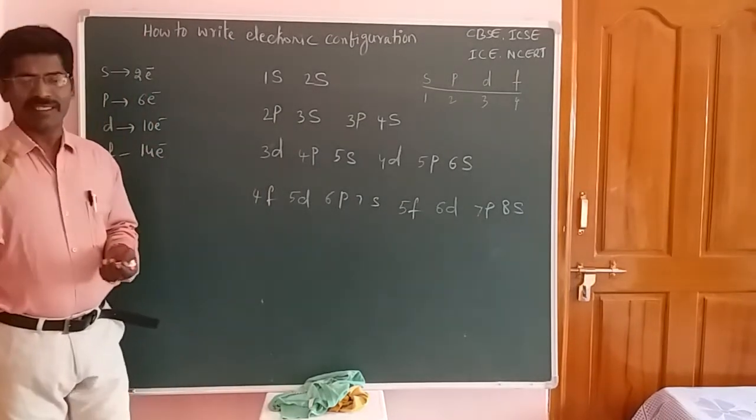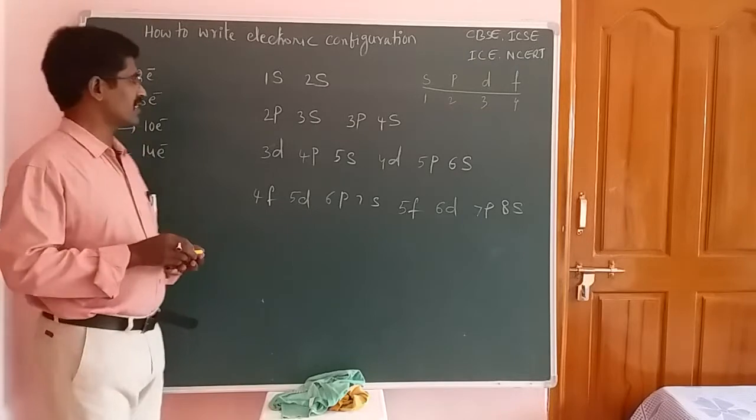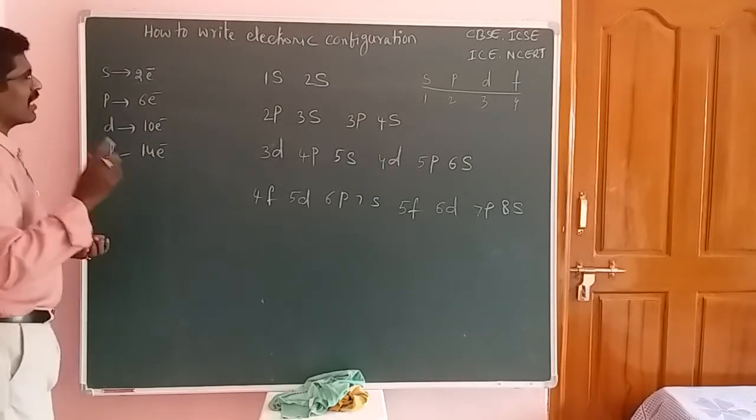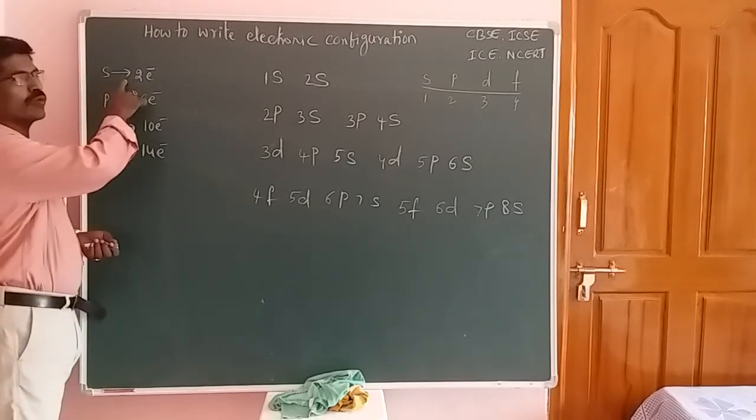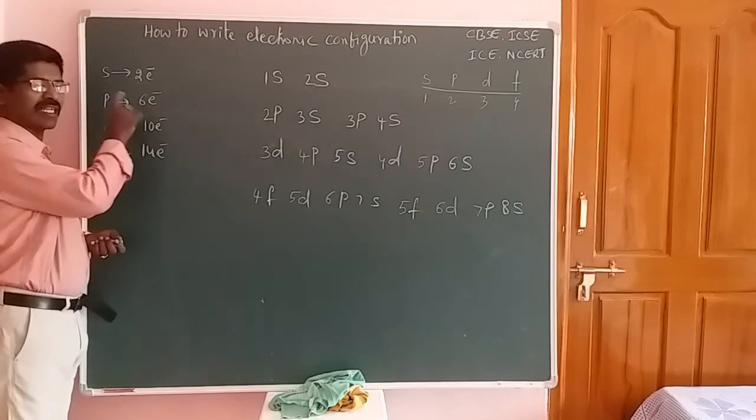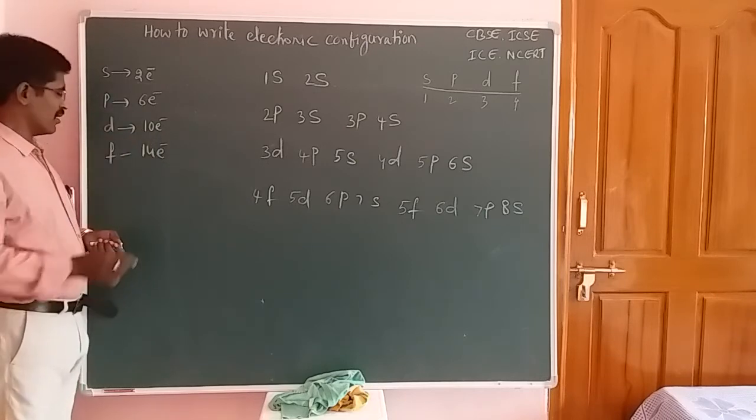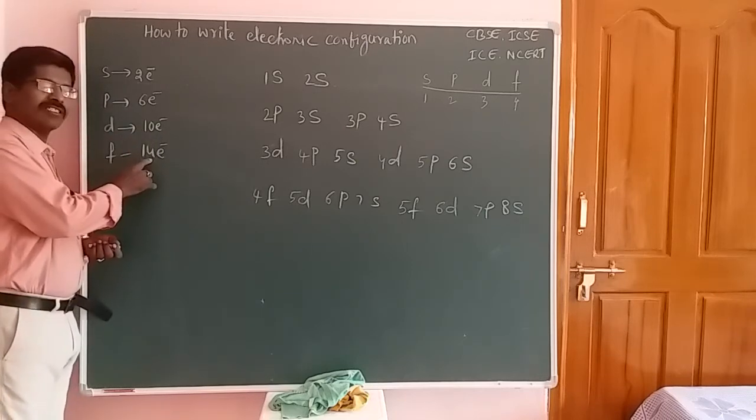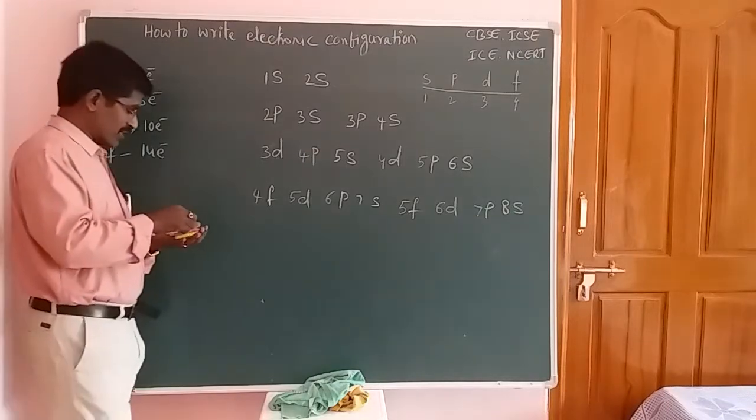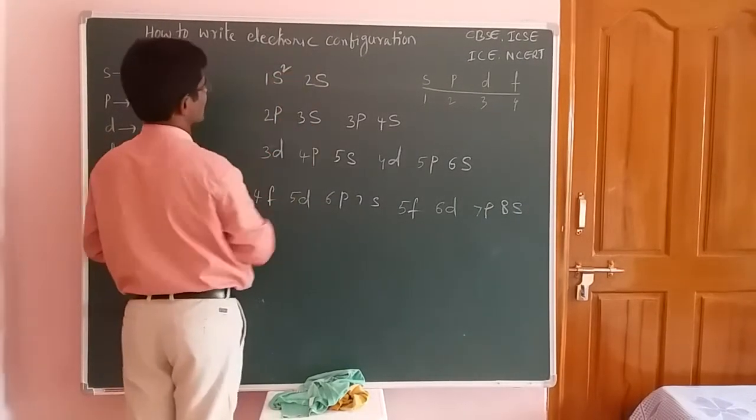Okay, students, it is very easy to write the electronic configuration. What is the maximum capacity for the s orbital? 2 electrons, students. What is the maximum capacity for the p orbital? 6 electrons. What is the maximum capacity for the d orbital? 10 electrons. What is the maximum capacity for the f orbital? 14 electrons, students. So 1s means you should fill 2 electrons in this one.